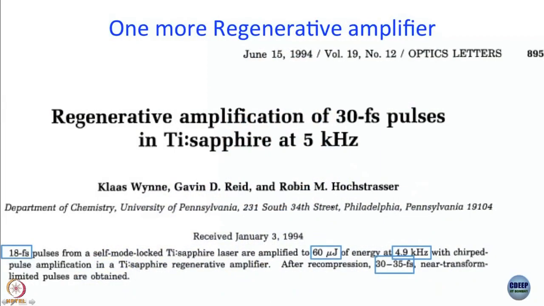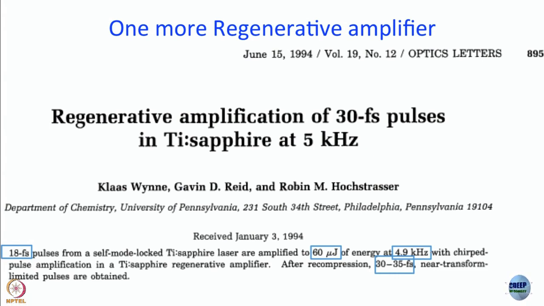I wanted to show this primarily because all this time we were talking about people who are laser physicists or engineers. This laser was built in the lab of a true blue physical chemist, Robin Hochstrasser. Okay? And just look at the parameters, 18 femtoseconds, shorter pulse. 18 femtosecond pulses from a self-mode-locked Ti:sapphire laser were amplified to 60 microjoule. So, amplification is not so much, right, of energy at 4.9 kilohertz.